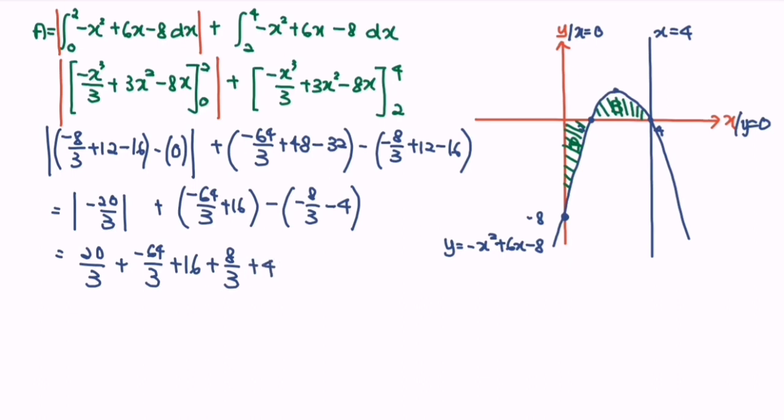So simplify the situation, we have negative 36 over 3 plus 20. Negative 12 plus 20. So finally, the area for the graph would be equal to 8 unit square.